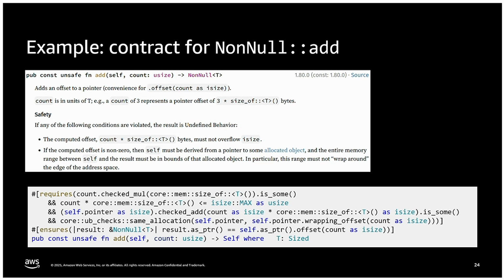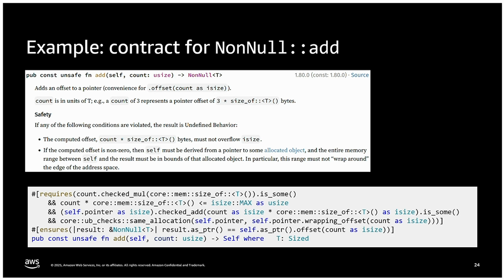So this is an example of a contract that is annotated in our fork of the standard library. This is a function add, part of the non-null module, which is a wrapper for a pointer that is guaranteed to be non-null. And we can essentially directly map the preconditions of the functions that are specified in the documentation to the contract that you can see here.